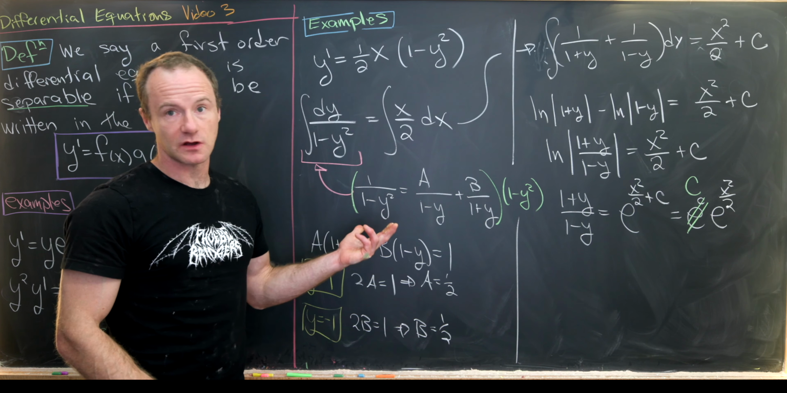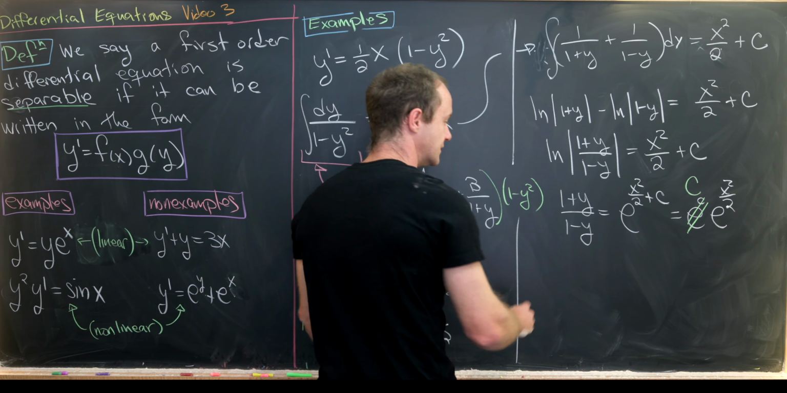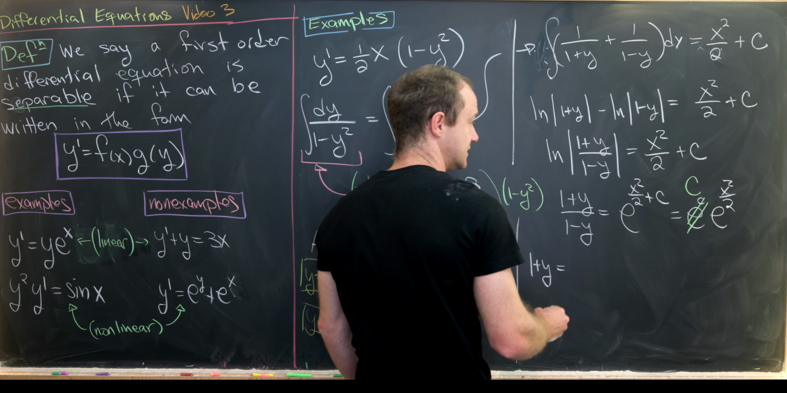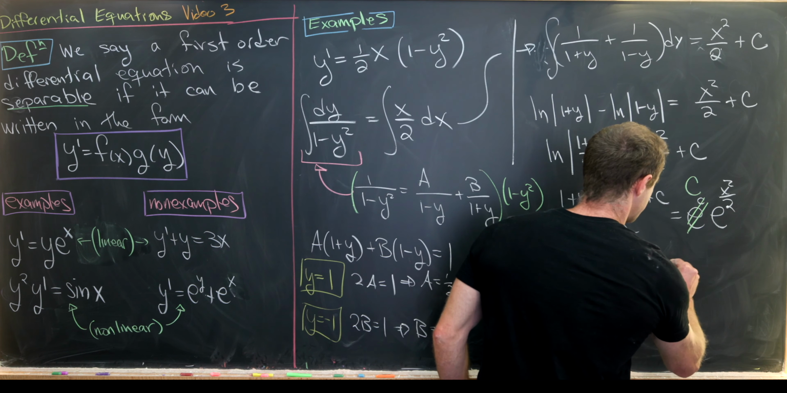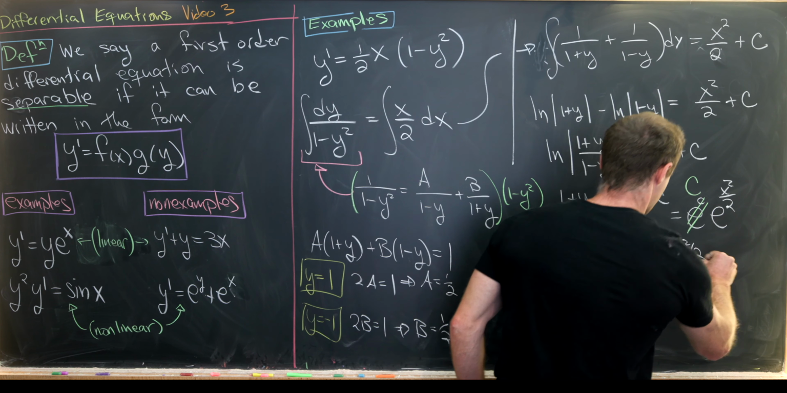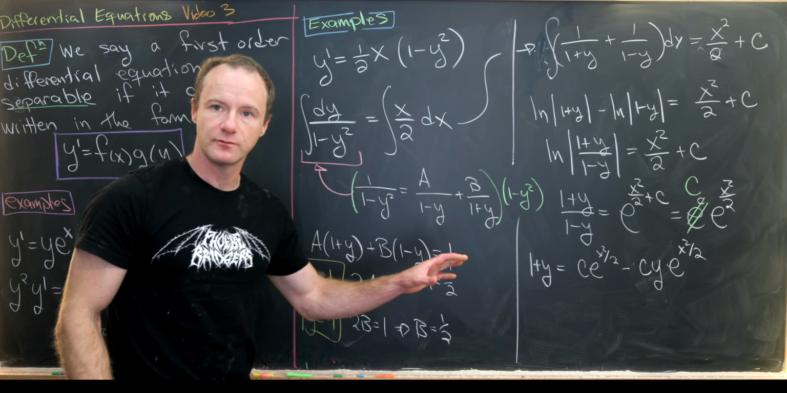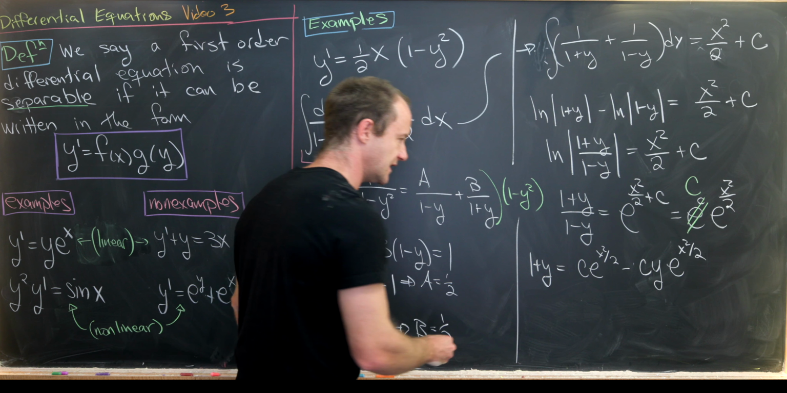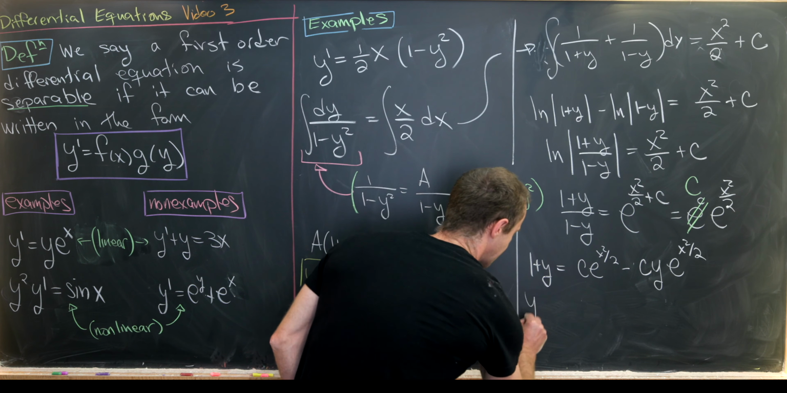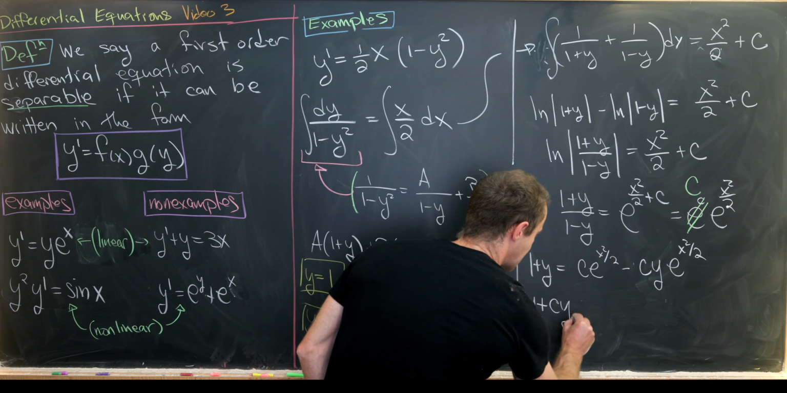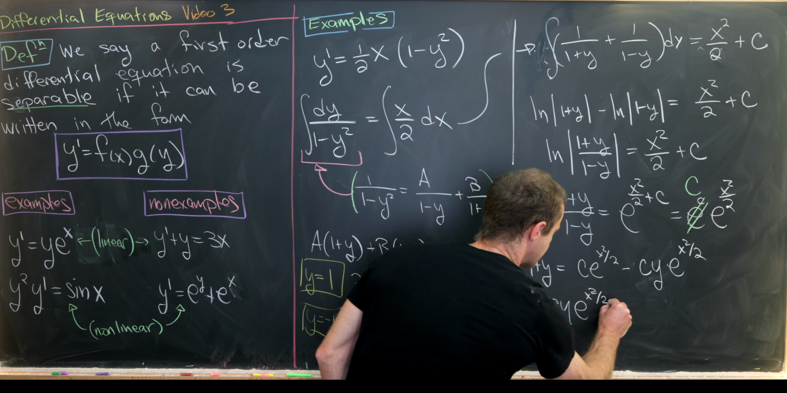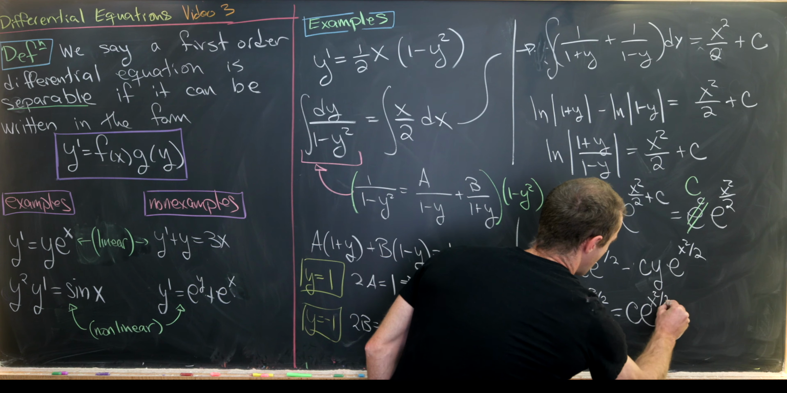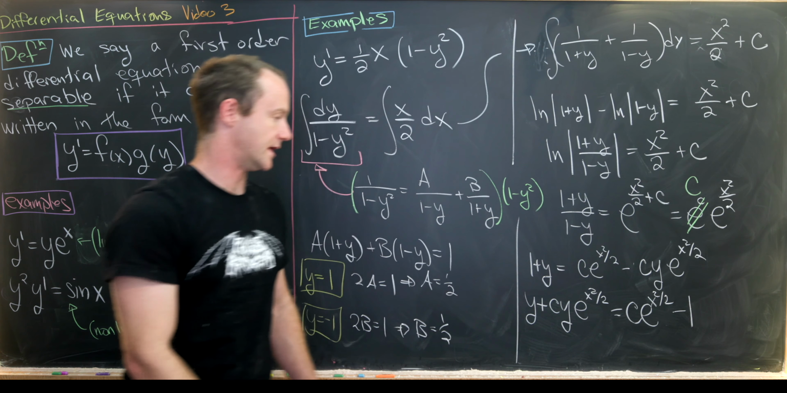But now we can solve this for y if we really want to. Notice cross multiplying, we'll get 1 plus y equals c times y times e to the x squared over 2. Then we can move everything with a y to one side of the equation, everything without a y to the other side of the equation. That leaves us with something like y plus c times y e to the x squared over 2 equals c times e to the x squared over 2 minus 1.